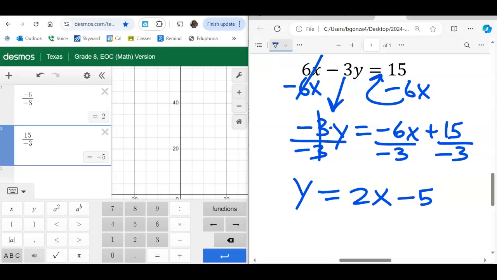Do you see the steps to get from standard to slope-intercept? Standard has x and y on the left. Slope-intercept is y equals. Those are the 3 steps. Move the x by doing opposites. Put it in the right order. Divide everything. Use Desmos to reduce fractions. That's it. All right, one more example.